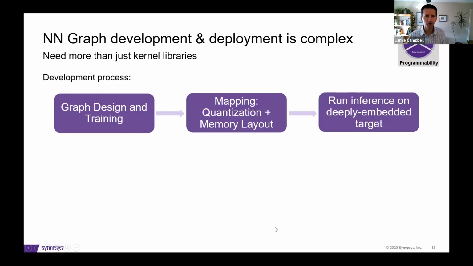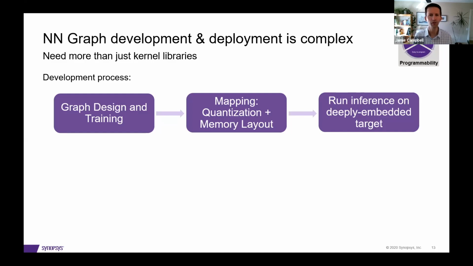All right, so continuing on with the programmability, yes, it's important to have a library of kernels, but NN graph development is more than just calling a bunch of kernel APIs in sequence. So if you look at the development process, the first thing you need to do is actually design your graph and train it, which typically happens on a development workstation. And then to move that over to an embedded environment, you have this mapping process.